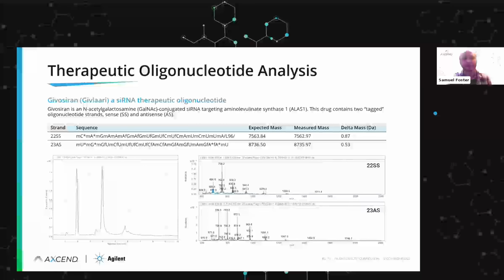Additionally, we measured some real life samples. These were FDA-approved oligonucleotide treatments. So again, we're able to perform these same types of separations while reducing the total amount of PFAS. And so it's a very powerful technique because you get not only better sensitivity, but it's more environmentally friendly.